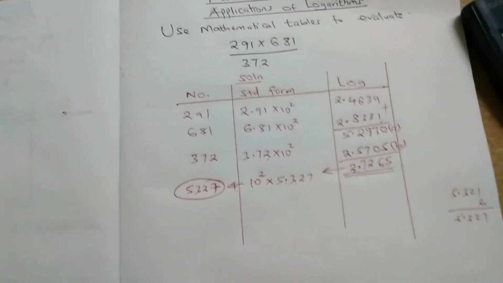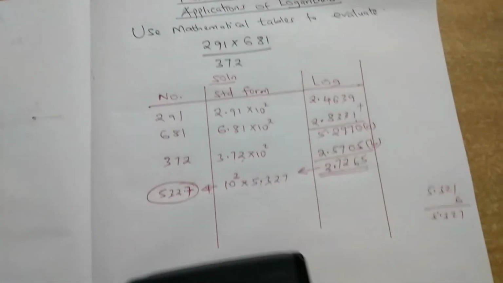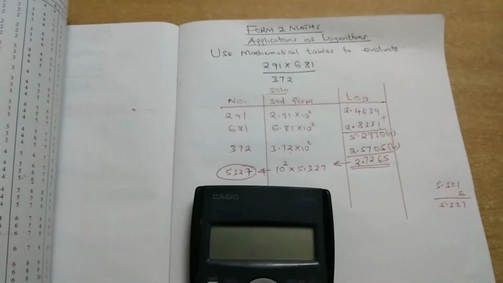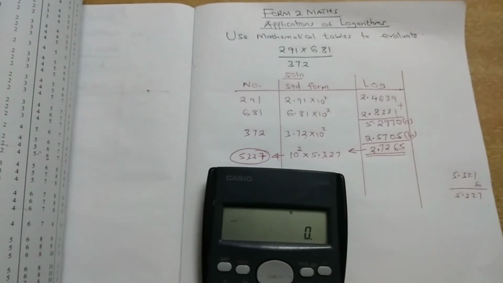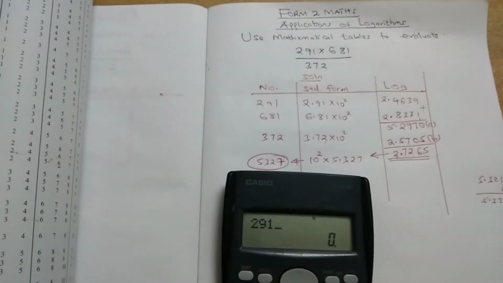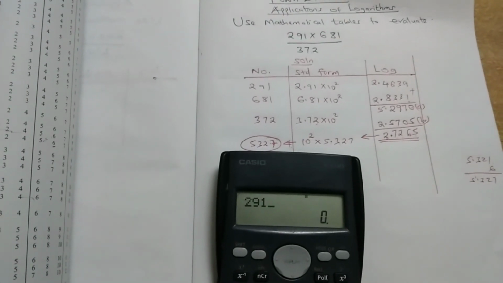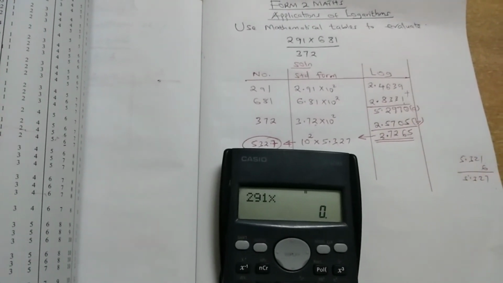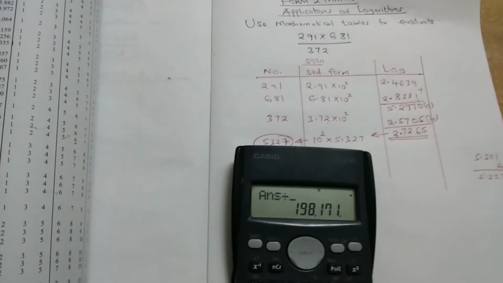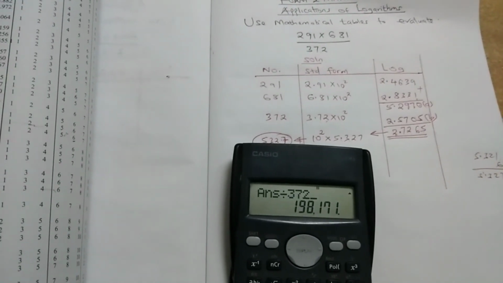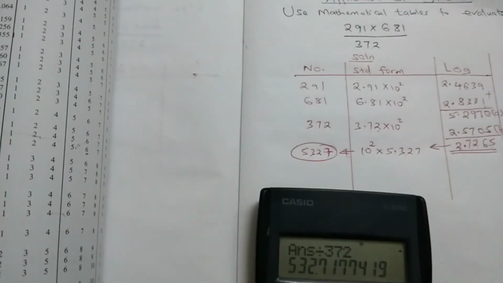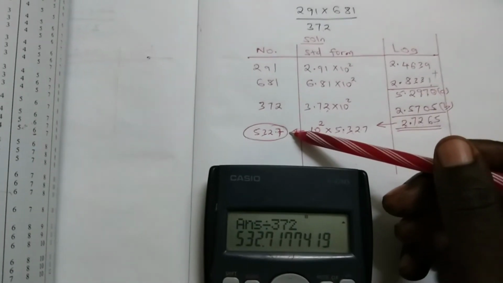And we said if you want to know that you are correct, you can always bring the calculator, then you feed in that information the way it is. That is to say, you can use a calculator to confirm by pressing 291. We multiply by 681. Then of course we get the answer, divide by 372, and you realize we have 532.7, which is exactly what we have in our working when we use tables.